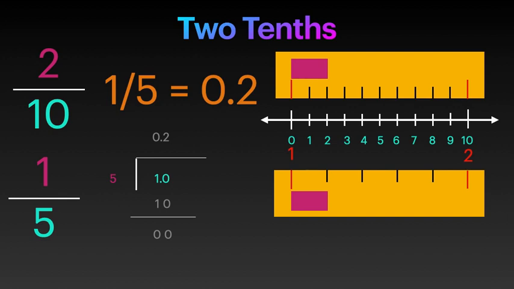Above, the yellow strip has been divided into equal 10 parts. Below, the yellow line has been divided into equal 5 parts. Now you can see there are two pink boxes. If you look carefully, both sizes of the boxes are the same. In other words, 2/10 and 1/5 are the same size. We call this equivalent fraction.